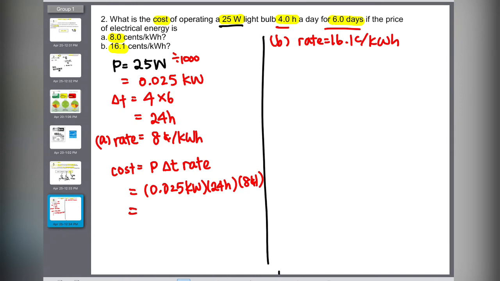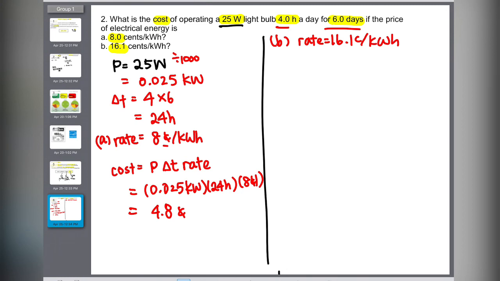Okay, so punch that in, 0.025 times 24 times 8. It will cost you 4.8 cents. Does it make sense that the cost is money, and so in this question it would be the cents? Okay, so it costs you 4.8 cents if you leave your light bulb on for 4 hours a day for 6 days in total. Is that a big deal? I don't know, but if you have a lot of other appliances at home that are on.